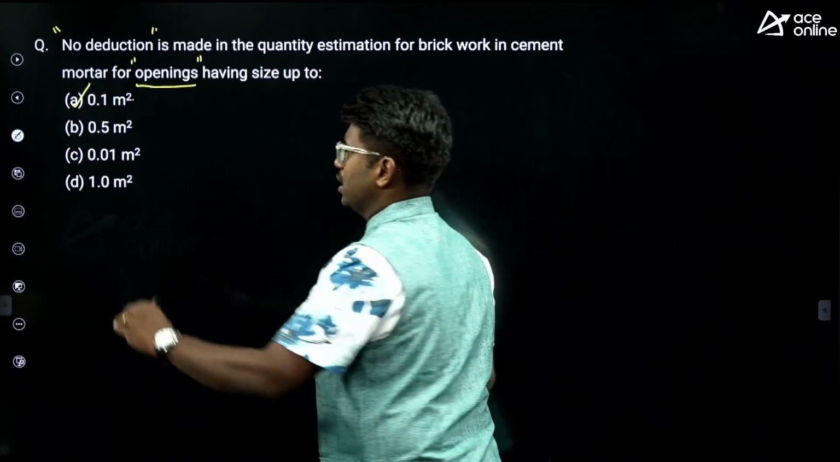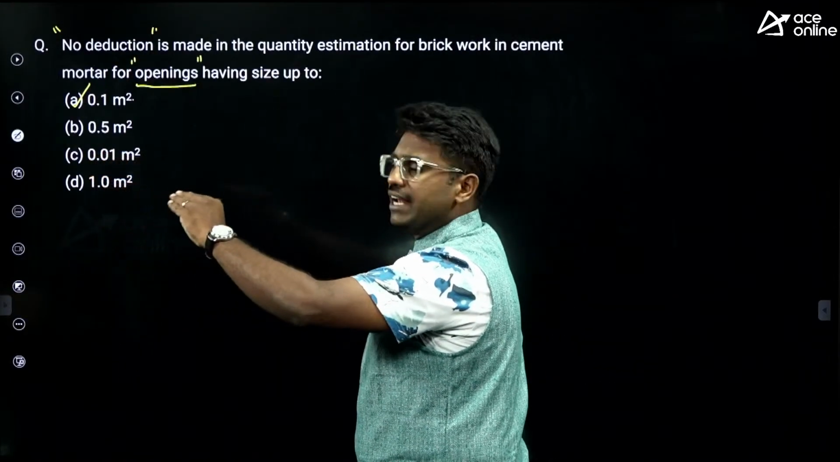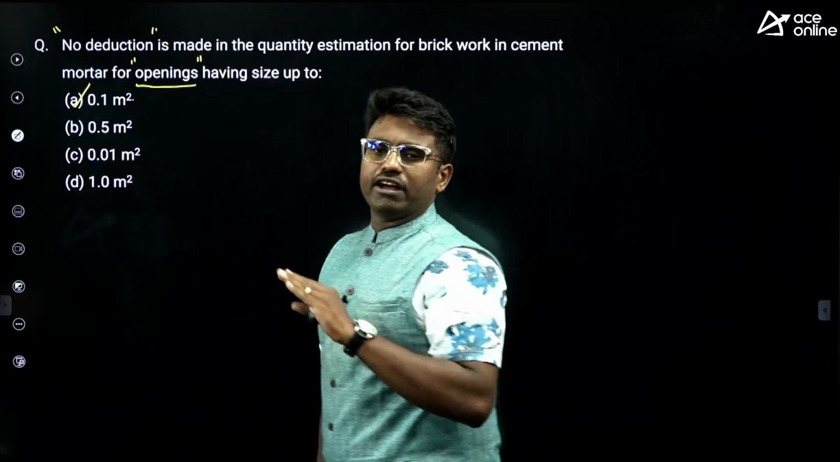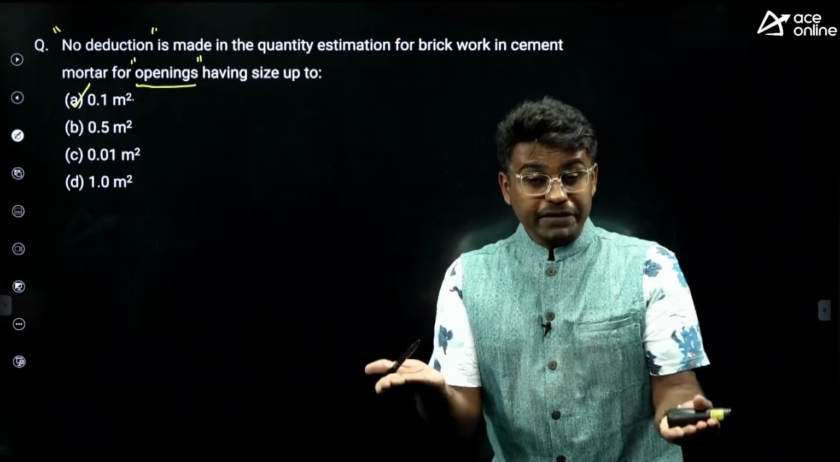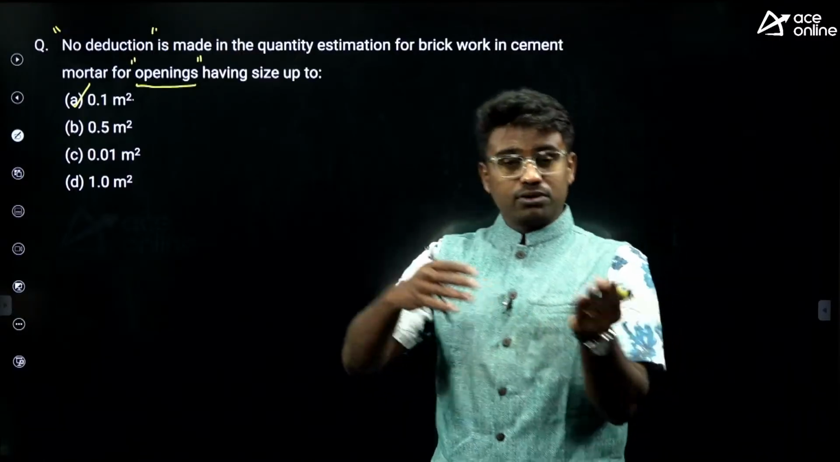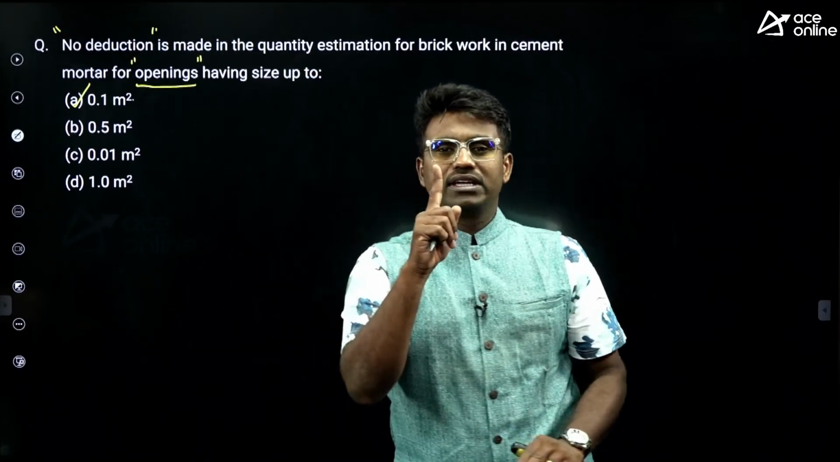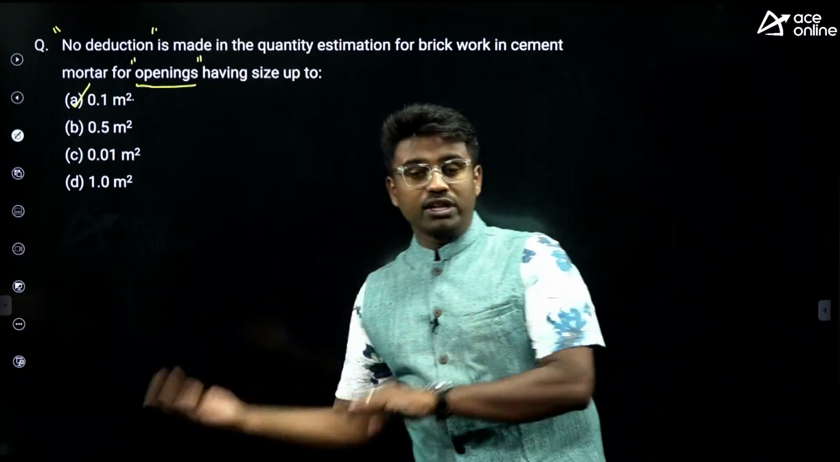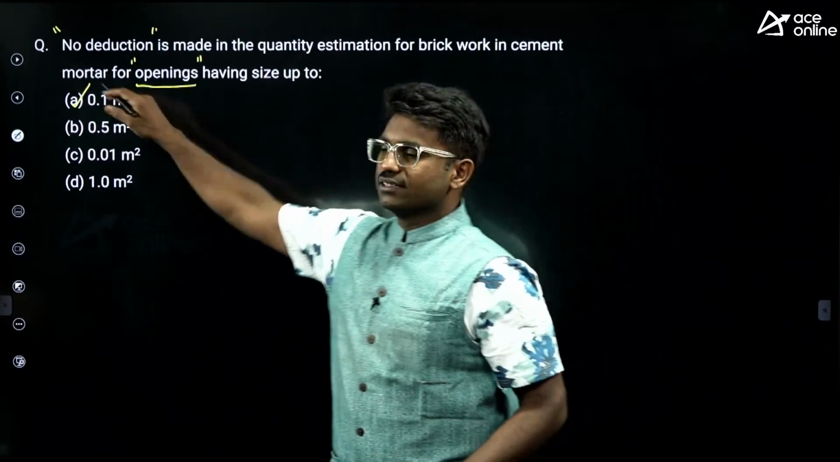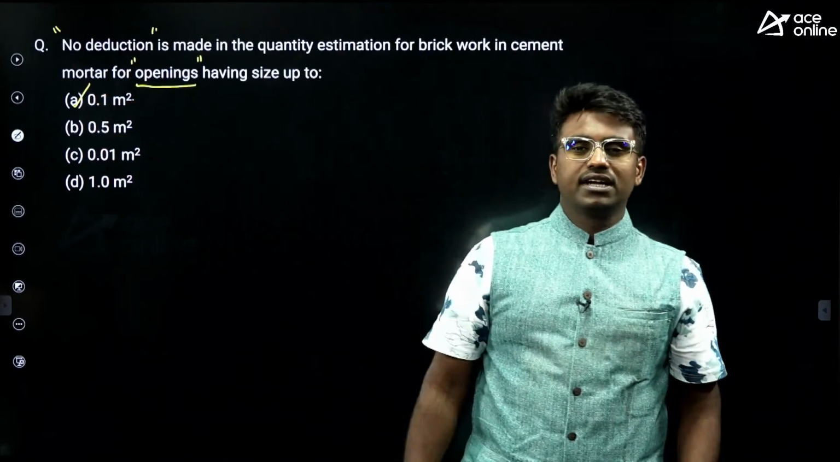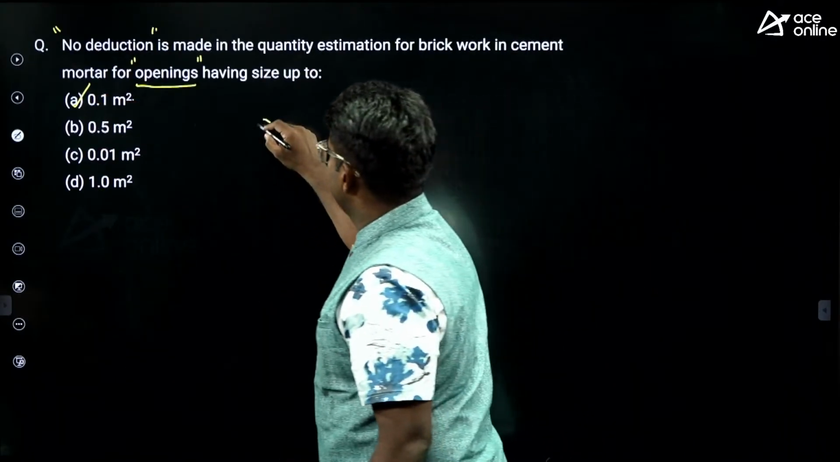Actually, in case 1, if the area of the opening is less than 0.5 square meters, deduction is not required. If it is between 0.5 to 3 square meters, one side deduction. If it is more than 3 square meters, 2 sides deduction. So, the least option is 0.1 square meters. That is the answer. Answer is A.